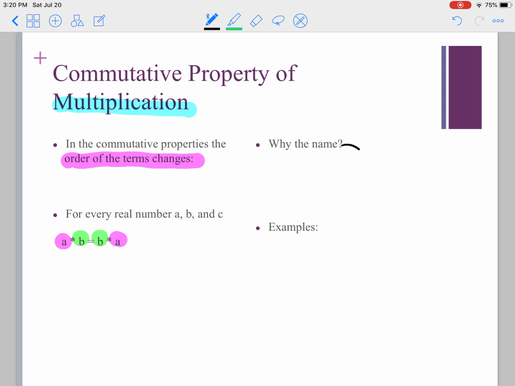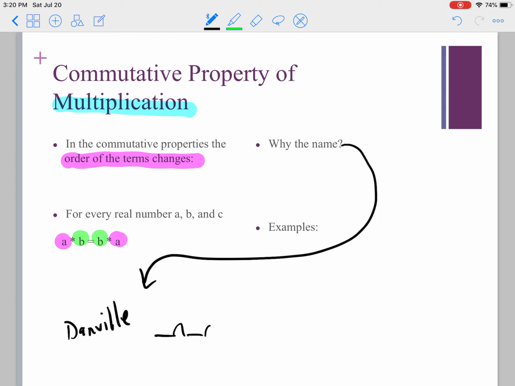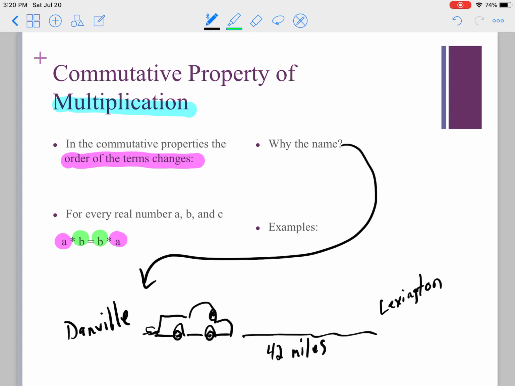And when we once again consider why the name, I will refresh you on the example that I gave with the commutative property of addition. If I live in Danville and I still own my little pickup truck here that I drive around, and I drive over to Lexington to work. I commute. There's the word commute to Lexington, about 42 miles approximately.